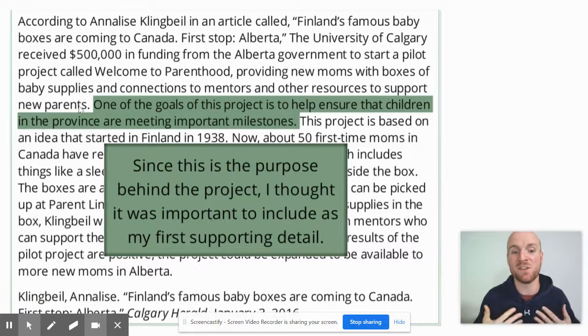Then you have to choose the things that you want to include, the important information you feel is important to provide for the summary. For this one, I felt that the first thing we want to do is talk about the purpose of the project. One of the goals of the project is to help ensure that children in the province are meeting important milestones. Notice, I don't need to talk about what those milestones are, or go into a whole lot of detail. There's the purpose of the project.